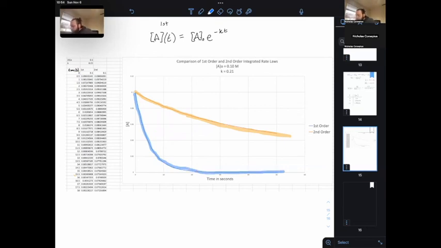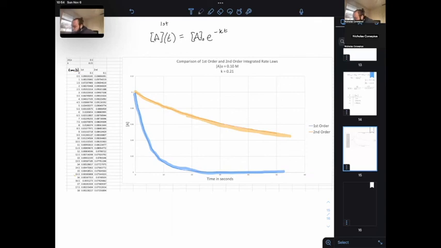All right, and so you can see that the concentration of A changes much more dramatically on that blue curve over time than it does on the orange curve, right? And that's what we had said previously. This isn't surprising because we had talked about how second order reactions are much more sensitive to the concentration of A. So when the concentration of A starts to decrease in a second order reaction, the rate starts to decrease really quickly, compared to a first order reaction, which is still sensitive to the concentration of A, but not as much.